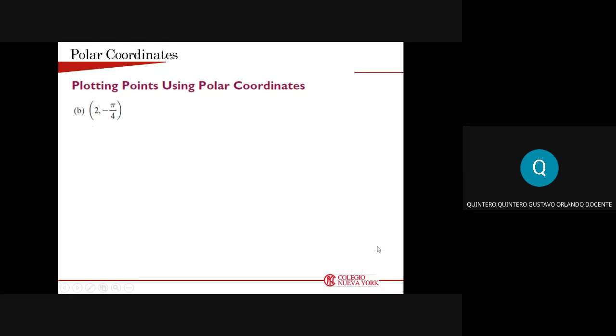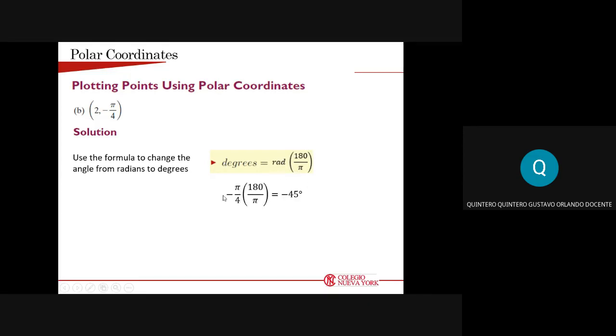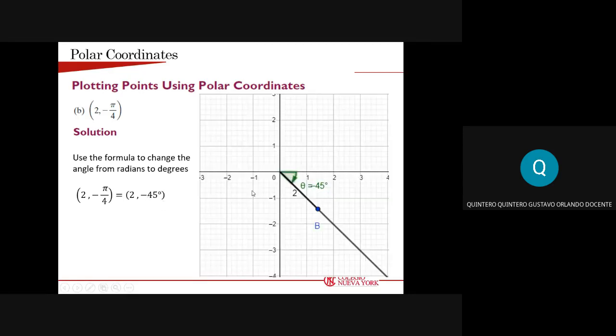All right, let's do another one. How about (2, negative pi over 4)? This has a negative number, right? Again, same process. We use the formula to change from radians to degrees. From here, we know that negative pi over 4 is negative 45 degrees. This is the angle that we need to measure now. This is what it will look like in the plane.